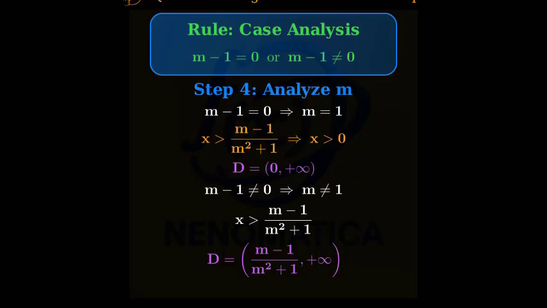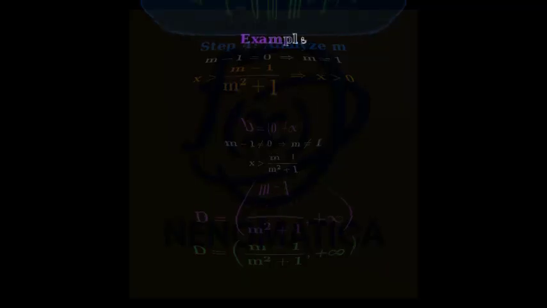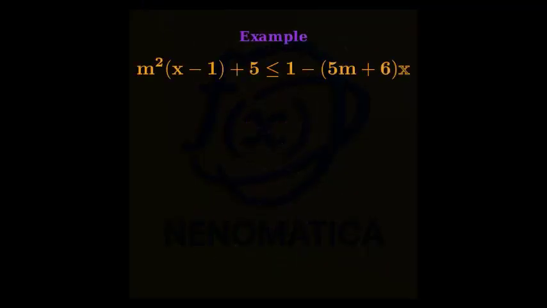Summary time. We rearranged, factored, divided by a positive quantity, performed a precise case analysis, and stated the solution, open at the left. We will process the given inequality exactly as written in the image, performing optical character recognition, normalization, and then solving step by step with strict case analysis.